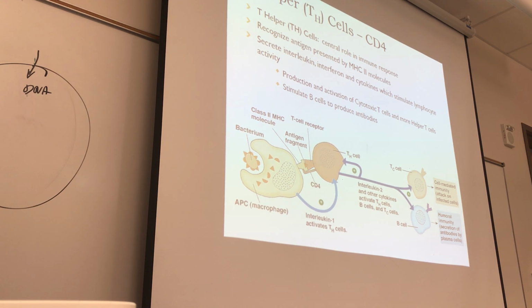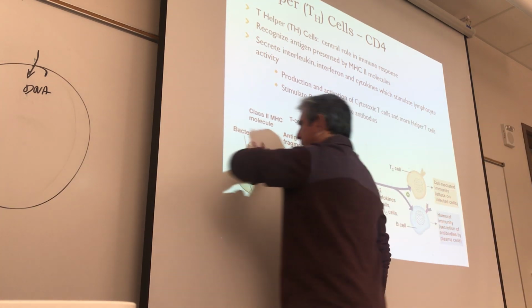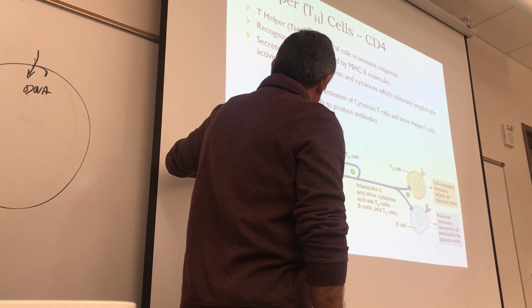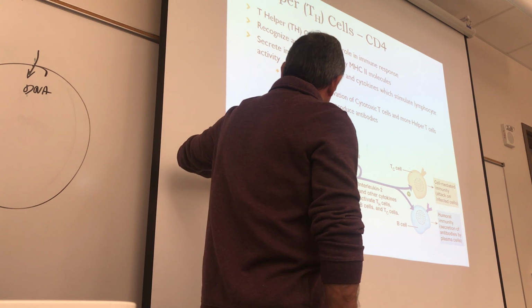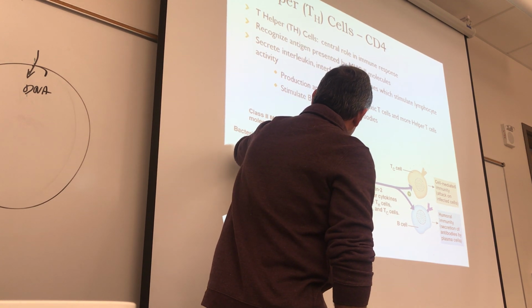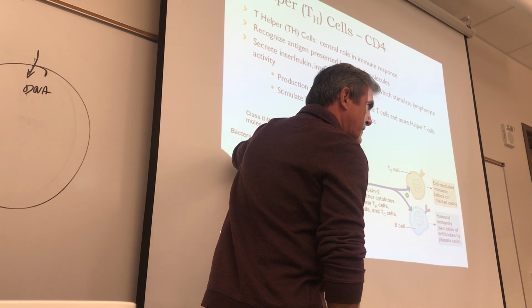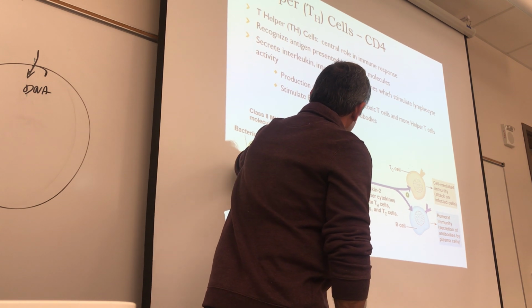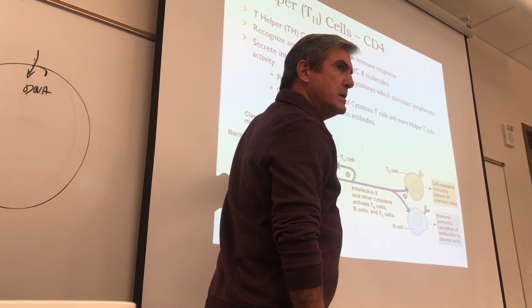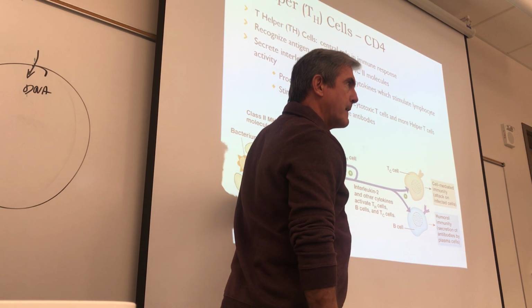Is the helper T cell the antigen presenting cell? No. It's the macrophage. It engulfed this bacterium, broke it up, and now this macrophage is going to put a piece of the antigen on its surface. The helper is going to recognize it. Everybody got that?